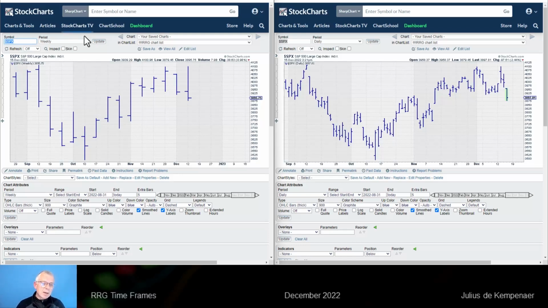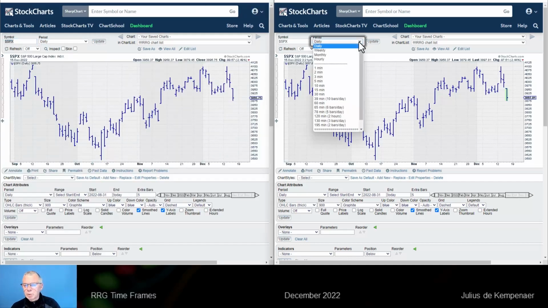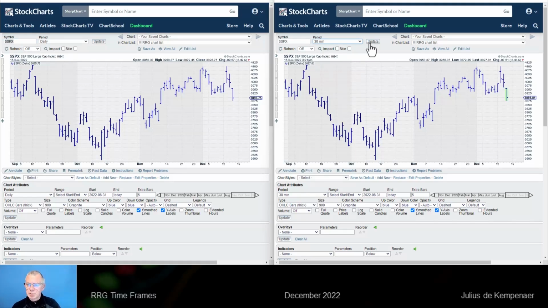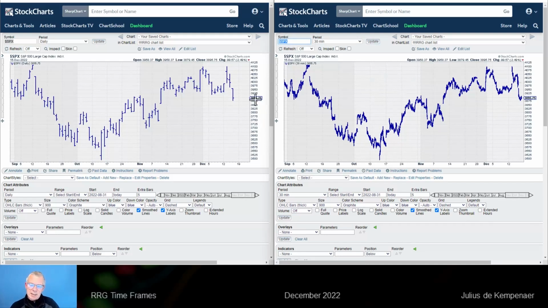And obviously, I can do the same the other way around with these. So this is end of day. So I can make this back to a daily, update, and then turn this one into, let's say, a 30-minute. So that is 13 bars per day. And now I can see how much more detail I can see on this 30-minute chart compared to the daily chart. So that's how you want to compare those different time frames together to make up your mind.